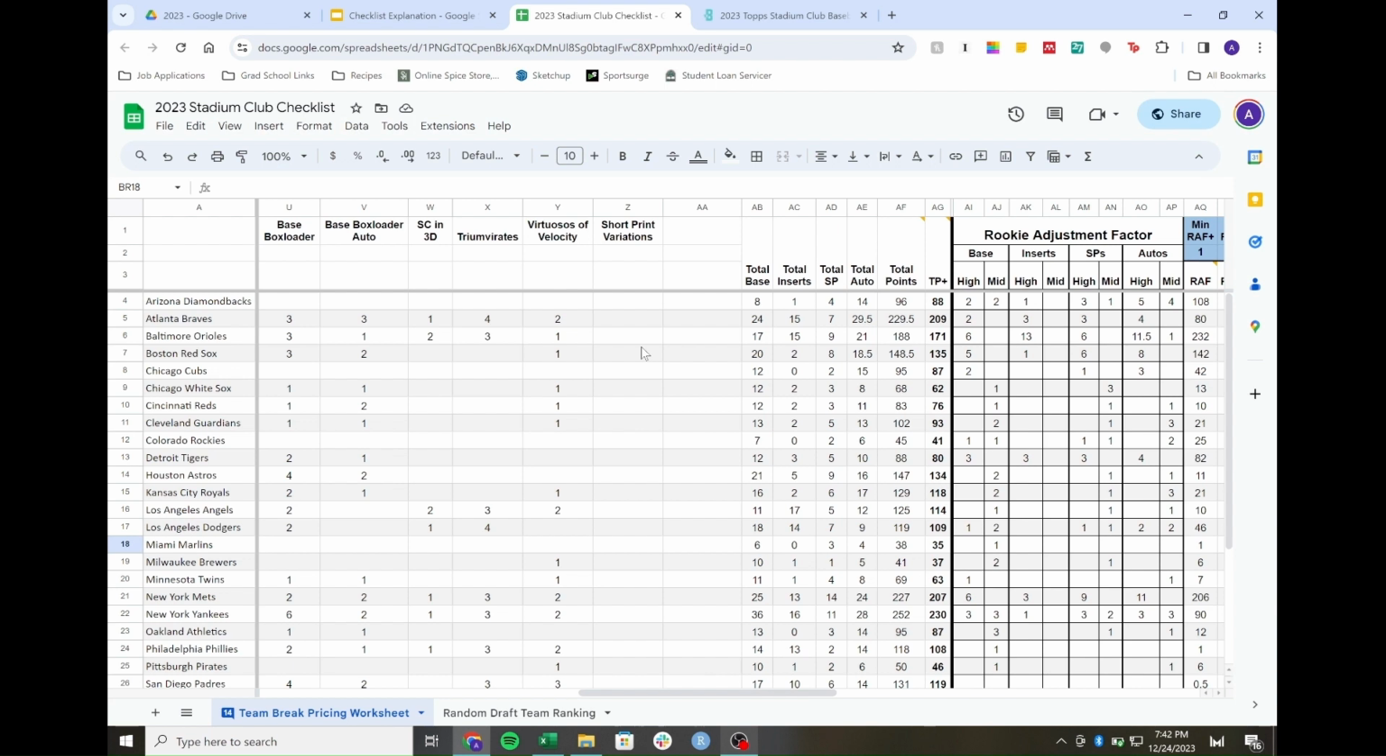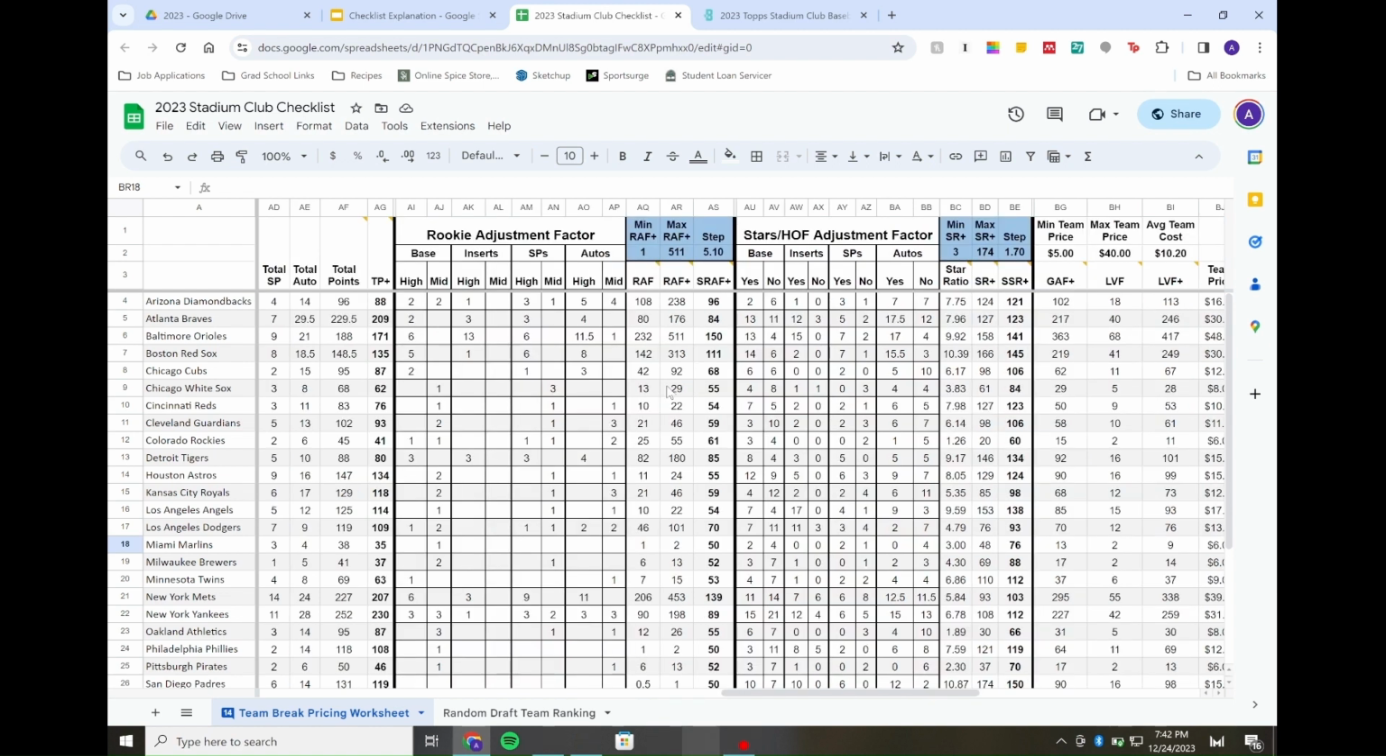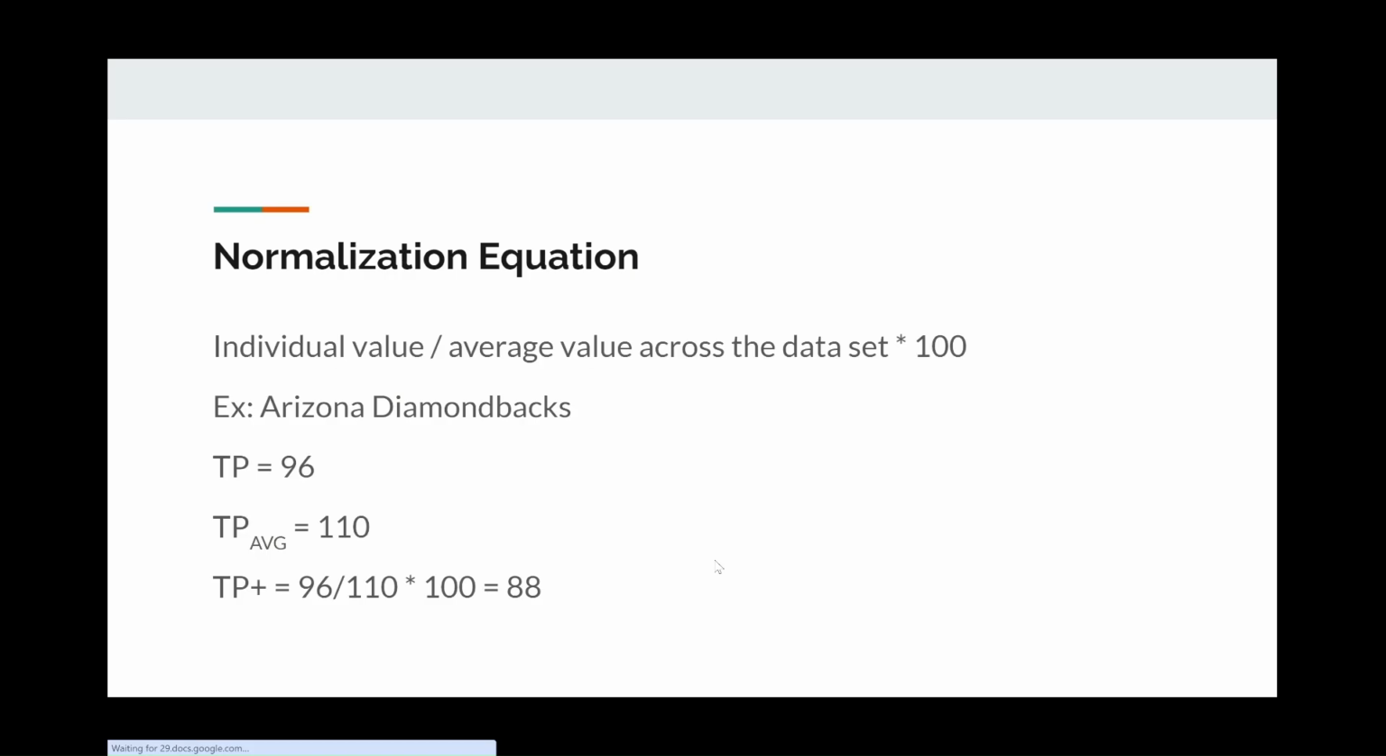So what I'm going to do now is I'm going to switch over to a presentation that I made because what we get into for how I start to compute the values of each of these teams is I have some pretty somewhat complex formulas to determine what I call a rookie adjustment factor and a stars adjustment factor, or a star ratio, which basically will account for the high value rookies on each team and then the stars on each team.